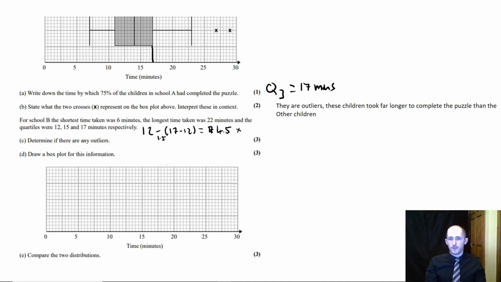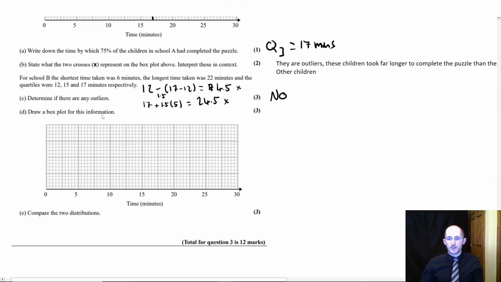The shortest time was 6, so no. And then there's also going to be 17 plus 1.5 times 5, the interquartile range. So 1.5 times that would be 7.5, so it'll be 24.5. And the longest time taken was 22, so no. So that's 3 marks. You get 1 mark for working out each outlier, and then another mark for getting the right answer. So draw a box plot to represent this information.